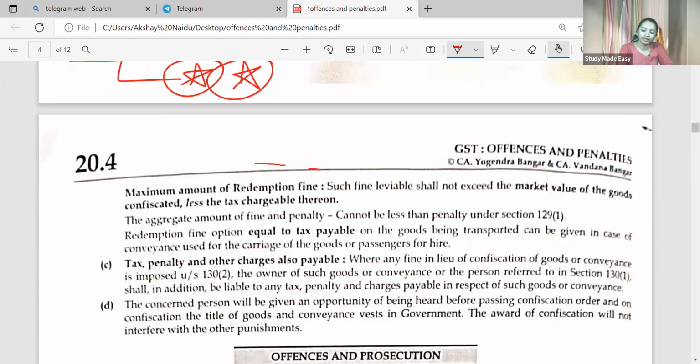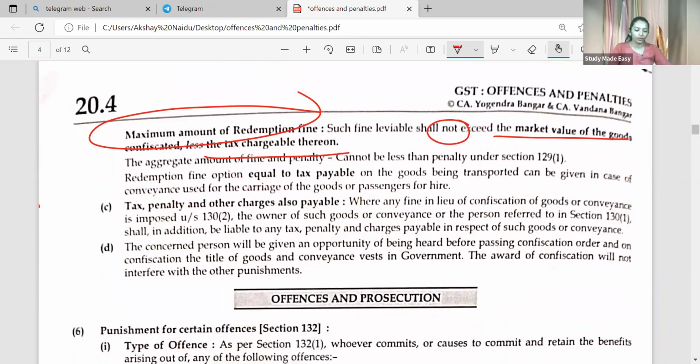What is the redemption fine? It should not exceed the market value of the goods and it should not be less than the taxes. अरे, tax से कम नहीं होना चाहिए that redemption fine, but it should not be more than the market value of the goods. That is important.